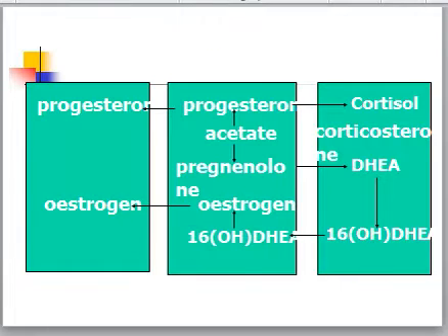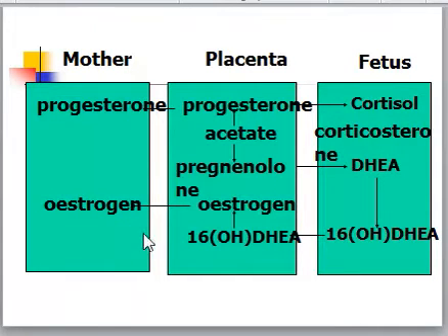The placenta and fetus interact with each other in the synthesis of steroid hormones in the following manner. Now it is easy to understand. This is the mother, this is the placenta, and this is the fetus. The cholesterol, which is the precursor for the steroid hormones, is obtained by the placenta from the mother's blood. The placenta synthesizes pregnenolone from the cholesterol. From the pregnenolone, the progesterone is formed. The fetal liver also produces a small quantity of pregnenolone.